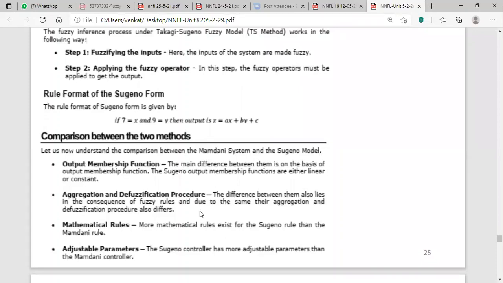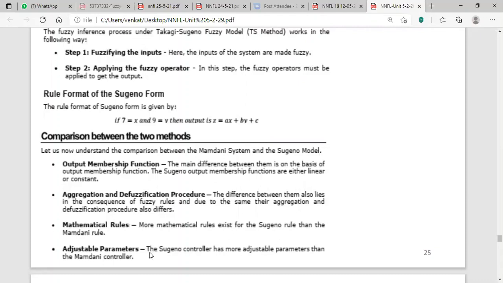Okay, the defuzzification process is also different in both the cases. Mostly in Sugeno, we use the weighted average defuzzification method. So in Mamdani, the fuzzy rules are very limited, but in Sugeno, there may be multiple fuzzy rules.